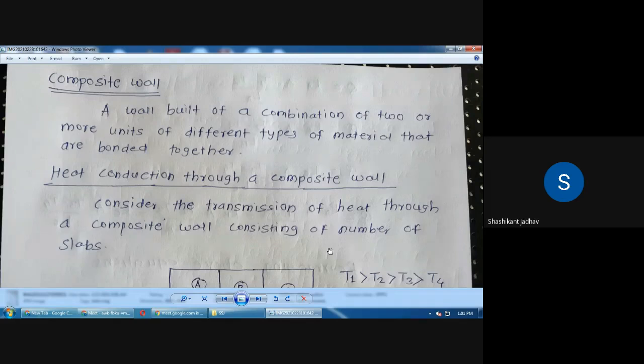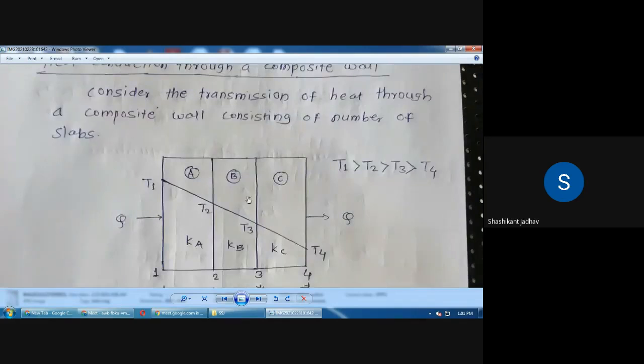So this is the diagram for the composite wall. In this case A, B, C are there. So these three are different layers. A is a different layer, B is a different layer, C is a different layer, meaning having different material, and these three materials are bonded together. So this type of shape is nothing but a composite wall, and our aim is to calculate the heat transfer rate through this particular composite wall.